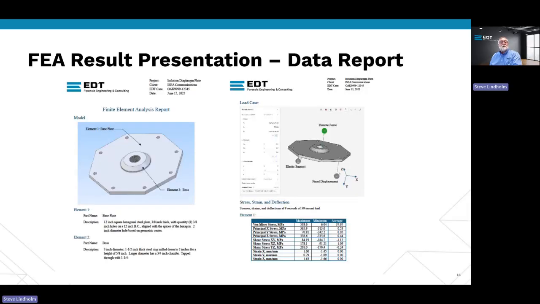So when breaking this down, we can give a data report. And here you can see everything. The data is provided in a tabular form. We have the model illustrated. We have the loads illustrated. This is your formal data report.